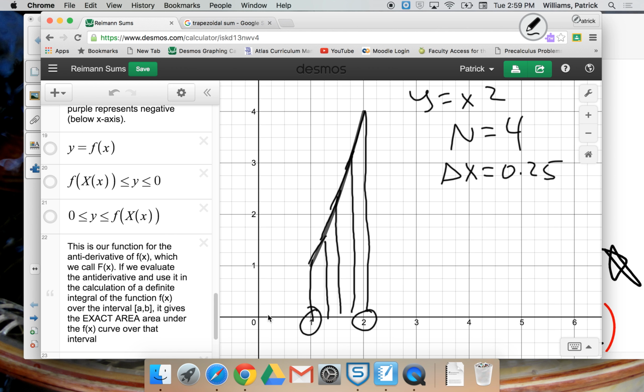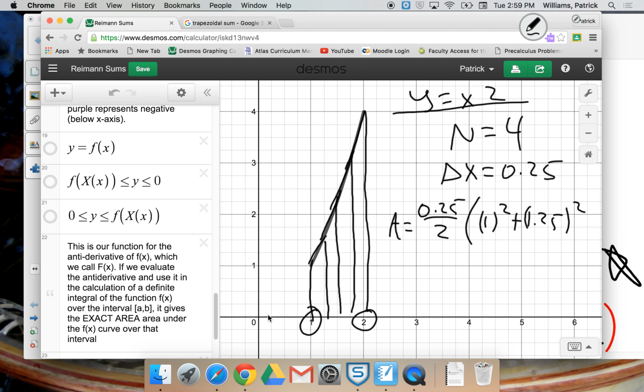Okay, if you do it on your own, what you should have gotten was that the area was equal to the base over 2, or 0.25 over 2. Then our first trapezoid height is going to be 1 squared plus 1.25 squared. Remember that 1.25 squared comes because our function is x squared.